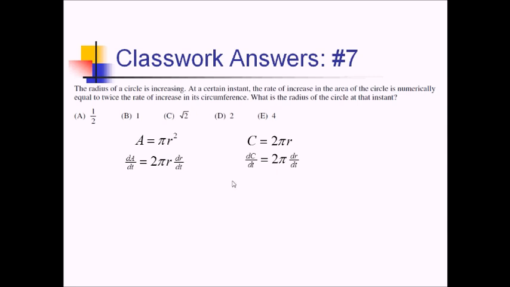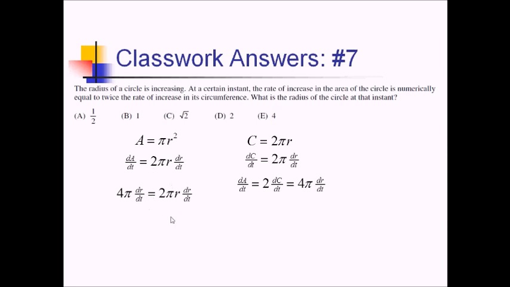And where can I go from here? Well, they told me that the rate of increase of the area is numerically equal to twice the rate of increase of the circumference. So they're saying dA over dt equals 2 times dC over dt, which in this case, since this is dC over dt, we can say that the rate of change of the area is equal to 4 pi dr over dt. Well, we can substitute for the dA over dt over here with this 4 pi dr over dt. And what we've done at this point is gotten rid of everything except dr over dt's and r's.